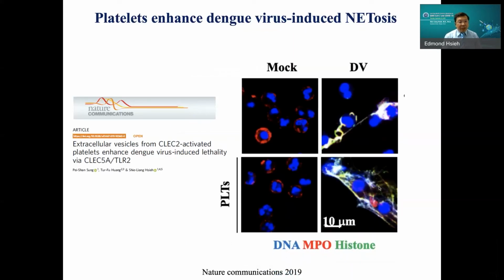Two years ago, we published a paper in Nature Communications showing the importance of platelet-induced NET formation, using dengue as an example. If we incubate dengue with neutrophils, you will find some mild NET formation. However, if you add platelets to the reaction, you will find robust NET formation caused by dengue. So we want to understand whether platelets also play a role in COVID-19-caused NET formation.